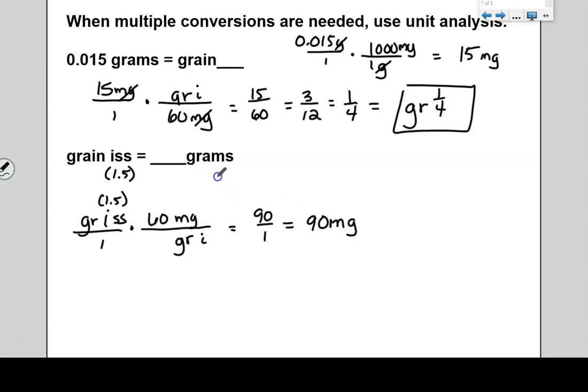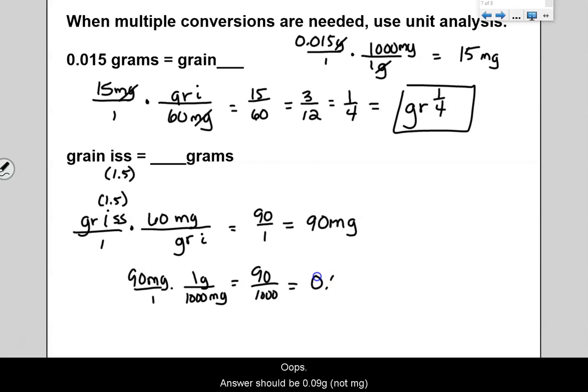Now, this problem, notice, wants the answer in grams. So now I'm going to have to do that extra conversion step at the end. 90 milligrams over 1. And again, there are 1,000 milligrams in 1 gram. So I end up having 90 over 1,000. And when you write the decimal, 0.09. And again, this one's written with decimals because this is a metric unit.